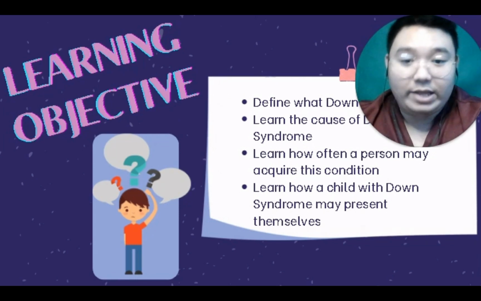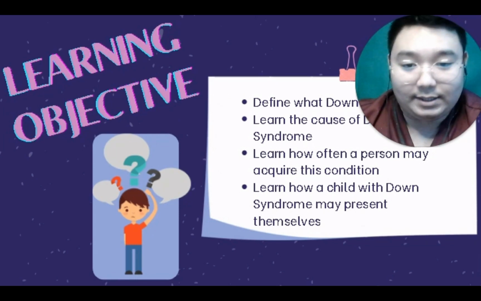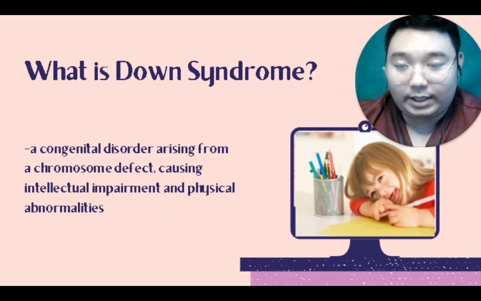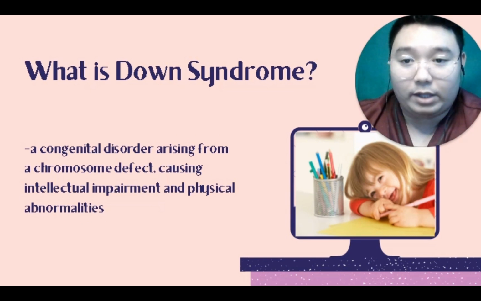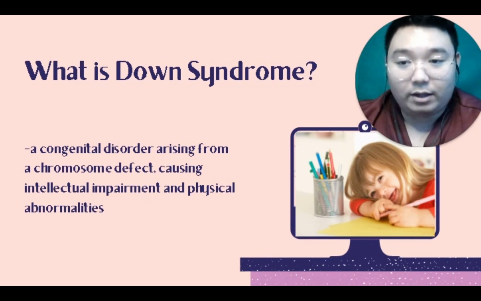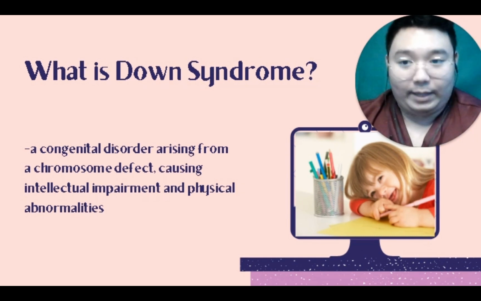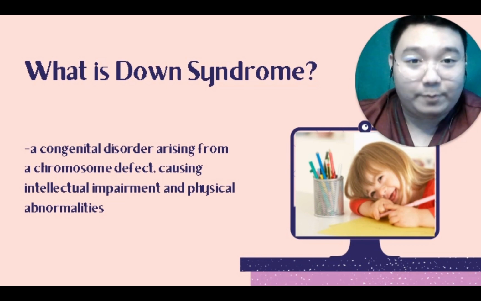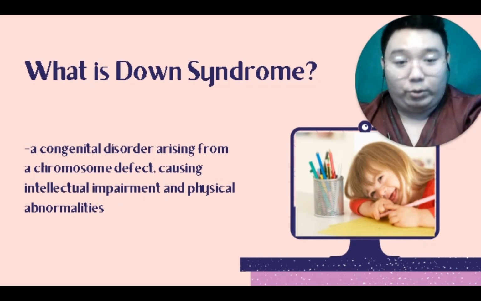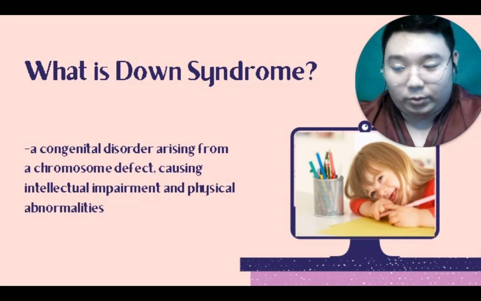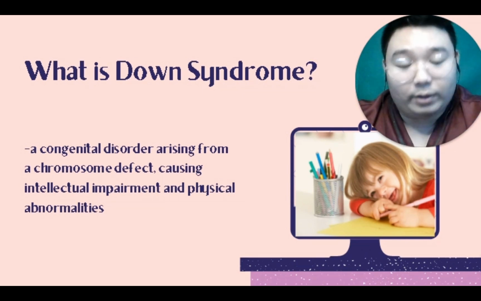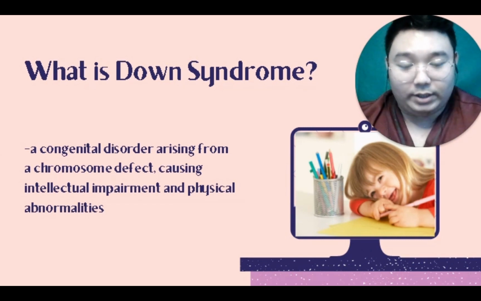Let's define what Down syndrome is. Down syndrome is a congenital disorder arising from a chromosome defect which may cause intellectual impairment and physical abnormalities. Specifically, the chromosome that is affected is chromosome 21. To further explain, I will talk about the etiology.